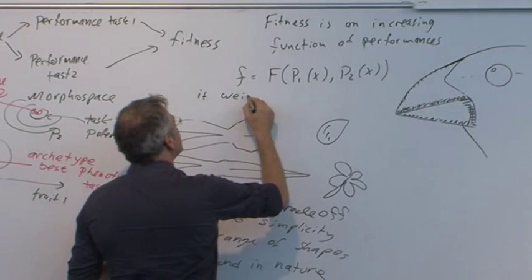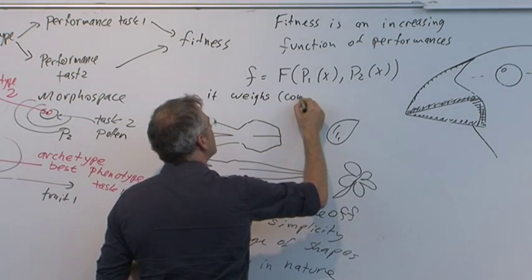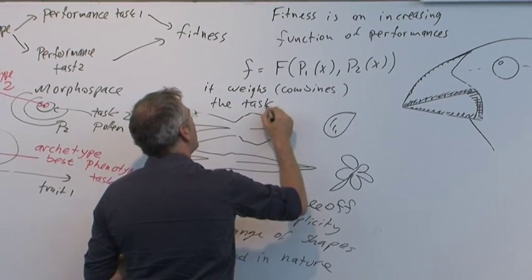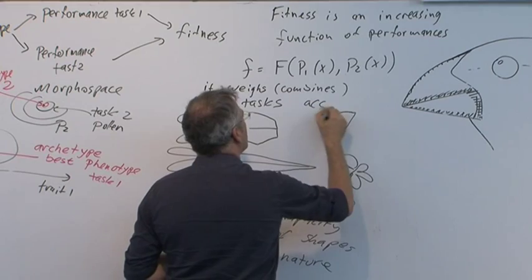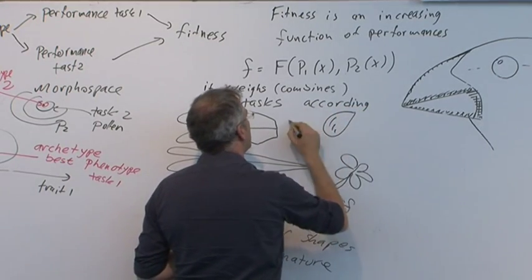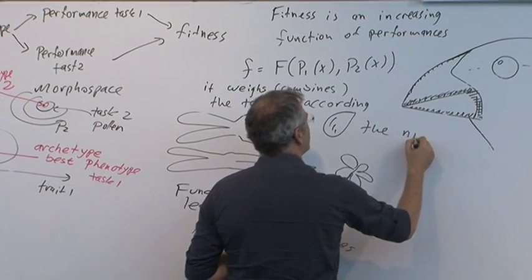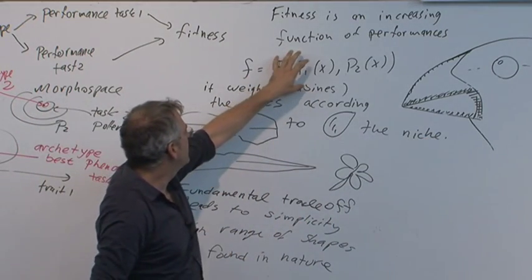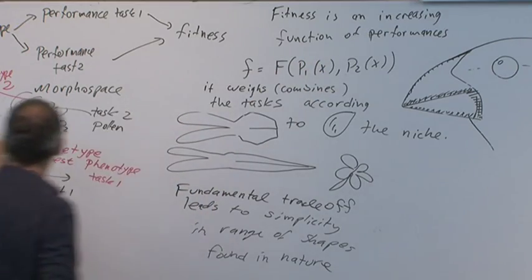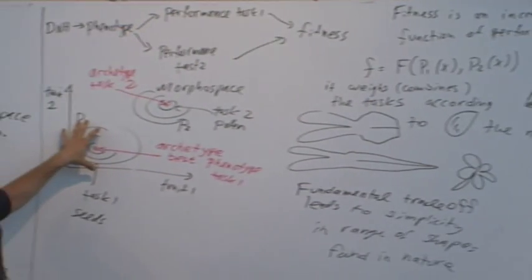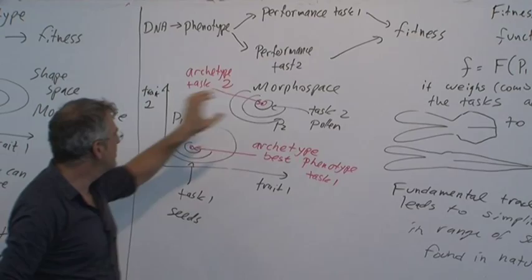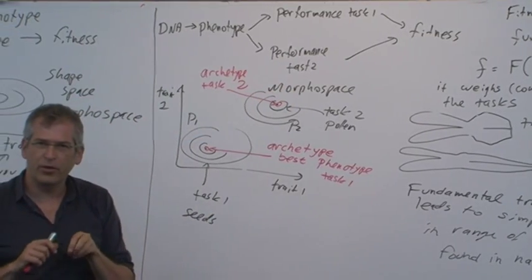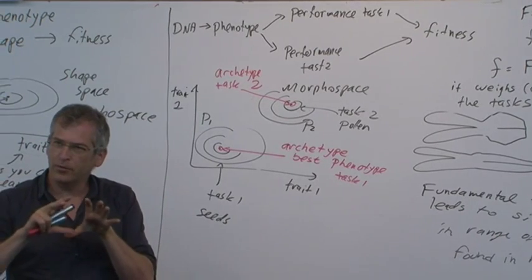You can say it weighs or combines the tasks according to the specific niche that this bird is living in. So if you're eating seeds, the fitness function gives more weight to this performance function. And if it's eating insects, it gives more weight to task 2. And in a situation where you eat both, it's some combination of those two performances.